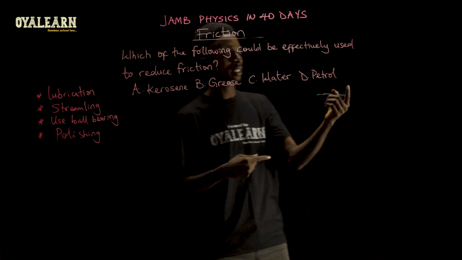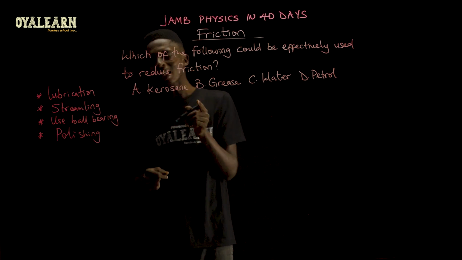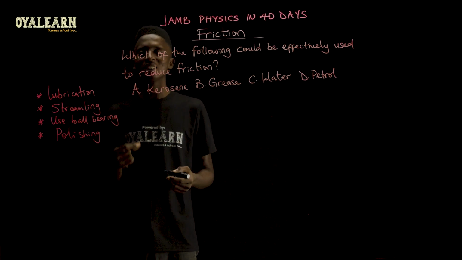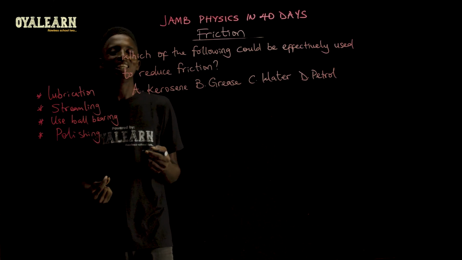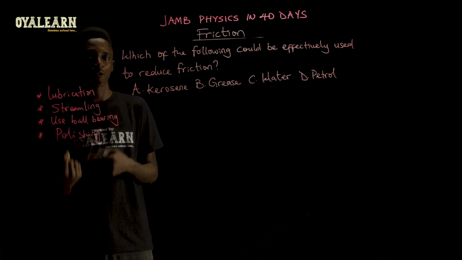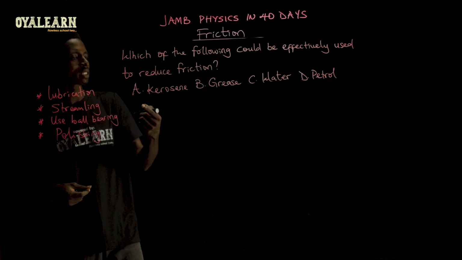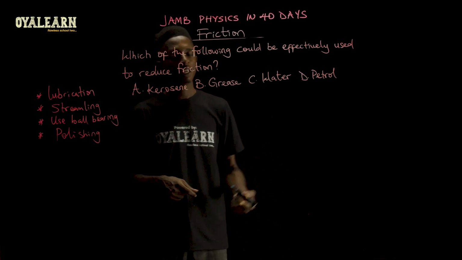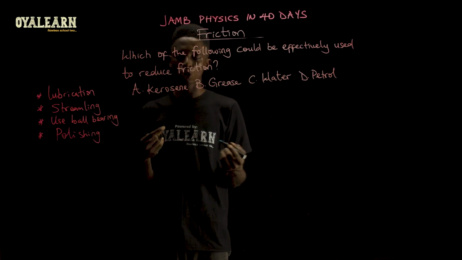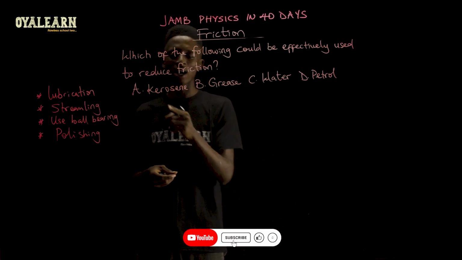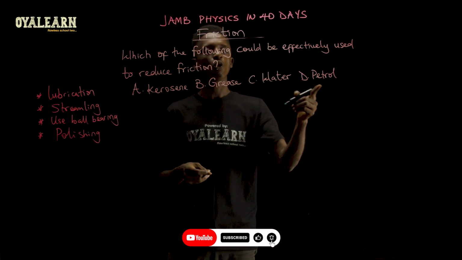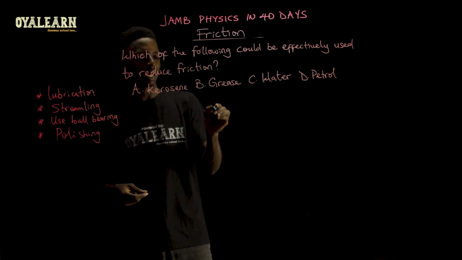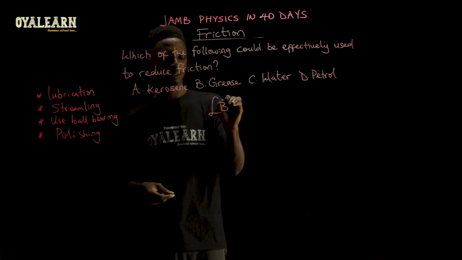where you make the surfaces smoother. But when we look at the options here, we see that they are fluids. So in that case, that means we have to be applying lubrication in this case. And the property that makes a good lubricant is the viscosity of that fluid, the lubricant itself. So when we consider these options here, we have kerosene, grease, water, and petrol. Even though they can reduce friction, because of their viscosity, however, kerosene, water, and petrol will not effectively reduce friction. So the only one that can effectively do that is grease. So we go with option B.